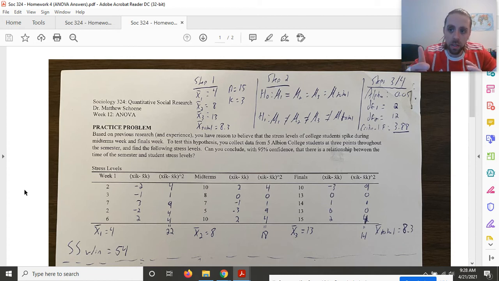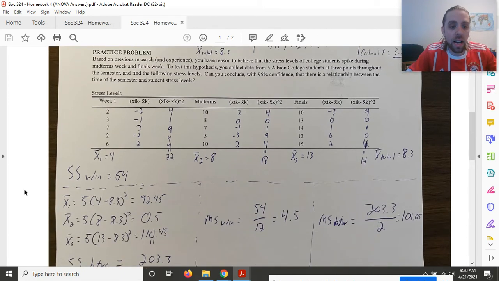ANOVA is non-tailed. Therefore, I will be able to reject the null hypothesis with 95% confidence if I get a value of F that is greater than 3.88. All right, let's get to it.